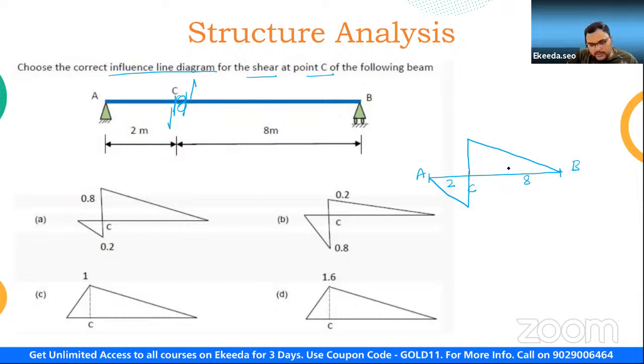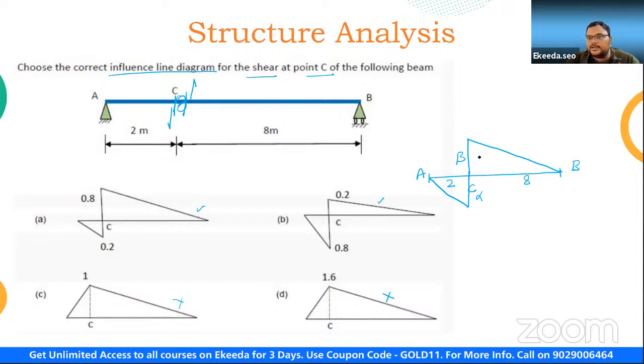Now what you have to tell me is the value of this alpha and the value of this beta. Once you know how to get the value of alpha and beta, then you can tell me which is the correct option. It is going to be either option A or option B. Option C and option D are wrong answers. Can anybody tell me how to get the value of alpha and how to get the value of beta?